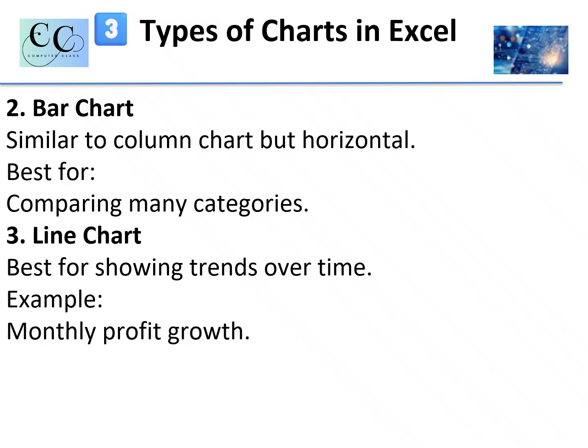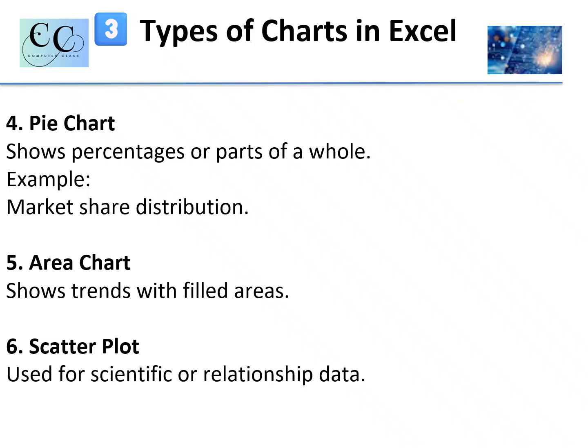The third type of chart is the line chart, and it is best to show trends over time, for example, monthly profit growth. The fourth type of chart is a pie chart, which shows the percentage of parts of a whole. Example, market share distribution. The fifth chart is the area chart, and it's used to show trends with filled areas. The sixth one is scatter plots, which are used for scientific or relationship data.